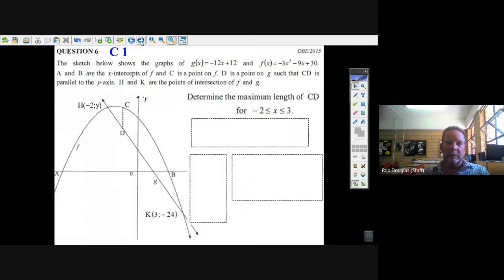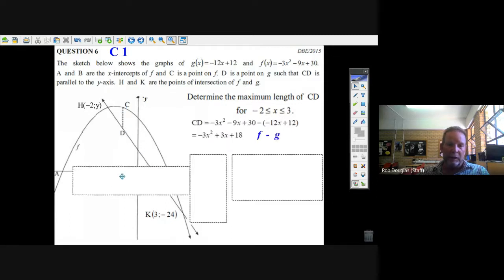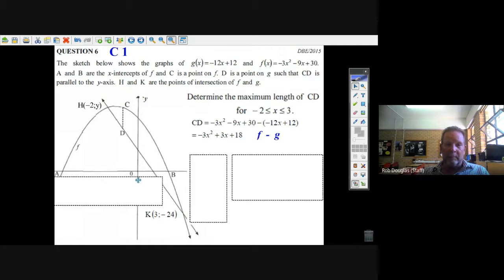Let's look at the next question. It says determine the maximum length of CD in between 3 and minus 2. So where they touch right there, where would this get to be the biggest? Well, first we have to think how do we figure out the difference between C and D? Well, there's a parabola, there's the line, and the big trick is all you do is take the function f and subtract the function g. That'll give you the difference between them, f minus g. So there's your big trick.